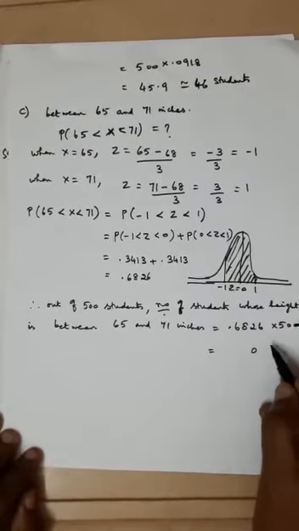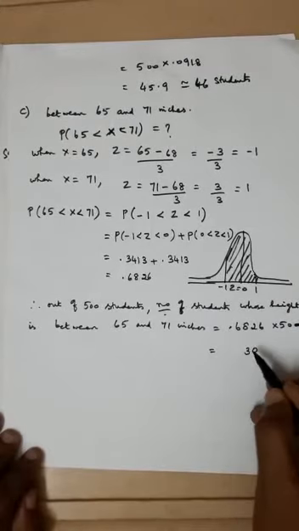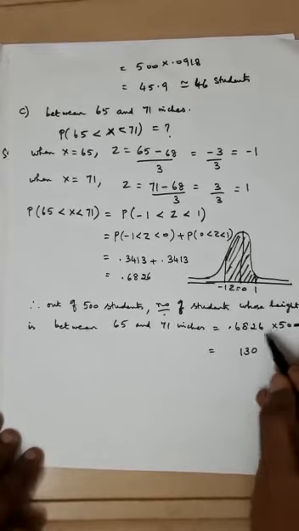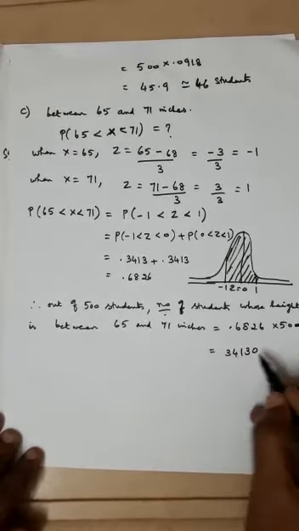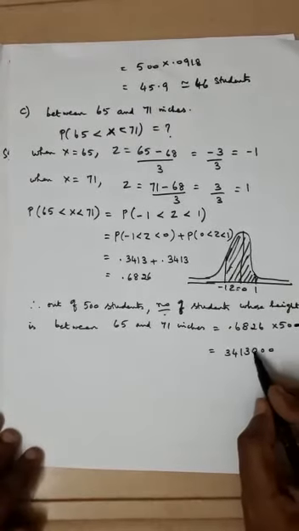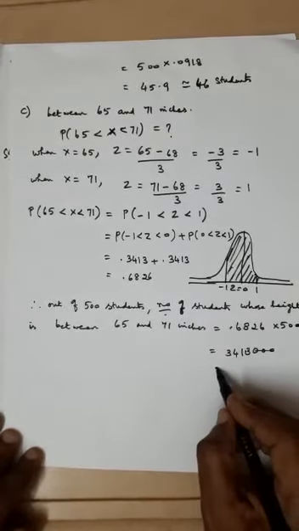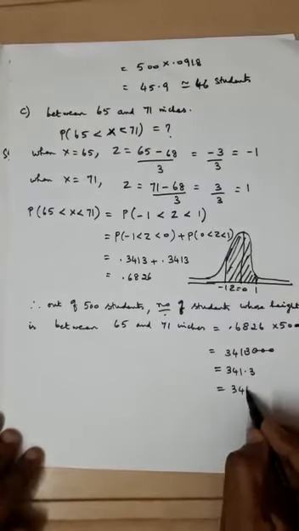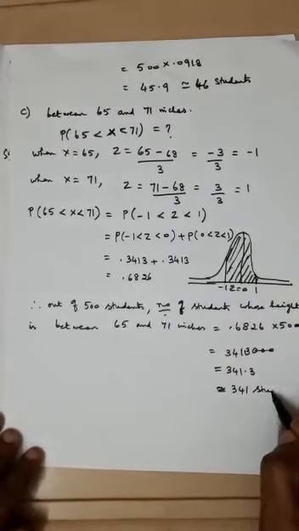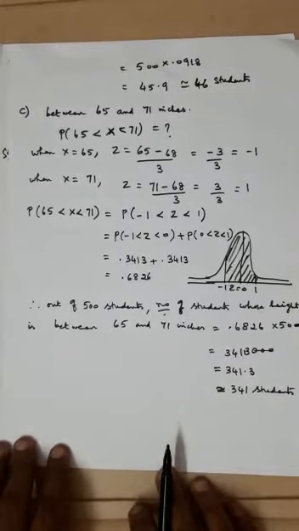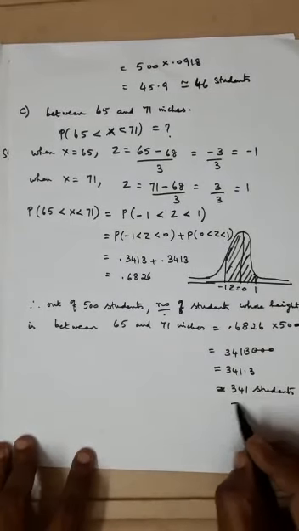So 6 5s are 30, carry 3, 6 5s are 30 plus 3 is 13... 6 5s are 30, 13, carry 1, and then 5 8s are 40, 41, carry 4, 6 5s are 30, 34. And then you have to put 2 zeros. Is that okay? And how many decimal places? 4. So 1, 2, 3, 4. So these 3 will have no value, which is 341.3. So if you round it, it is approximately 341 students. So the number of students out of 500 whose height will lie between 65 and 71 inches will be 341 students. Is that okay?